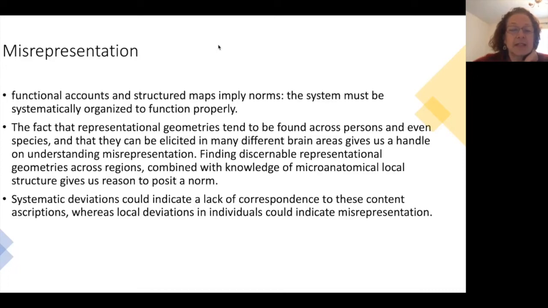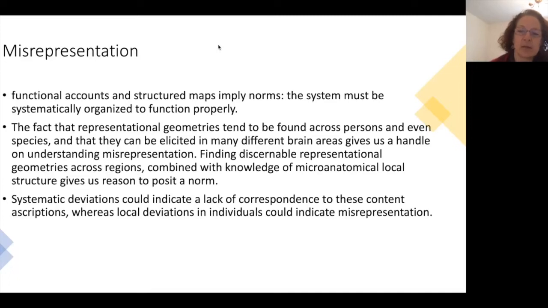The fact that you see the same kinds of representational geometries across people and across species may give us a way of handling misrepresentation. So, for instance, if you see deviations in individuals that are not replicated across everyone, you might be able to identify instances that are plausibly misrepresentations. So I think systematic deviations would just indicate that you don't have the right kind of representational description, but local deviations could indicate misrepresentation.